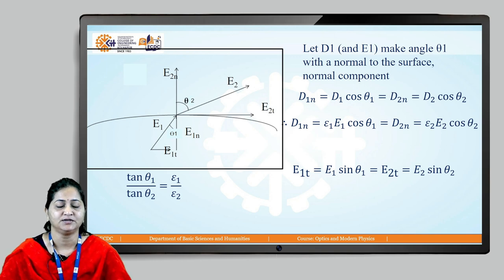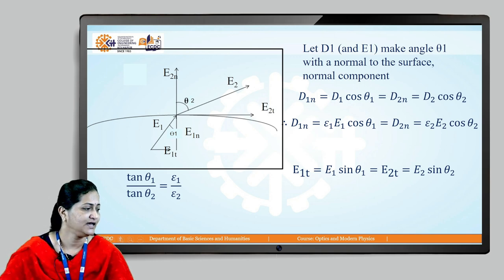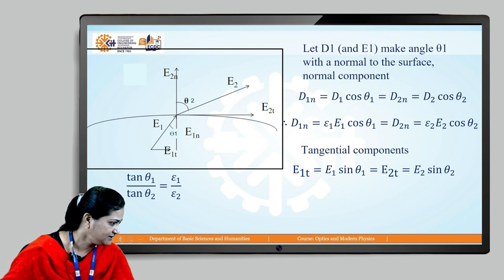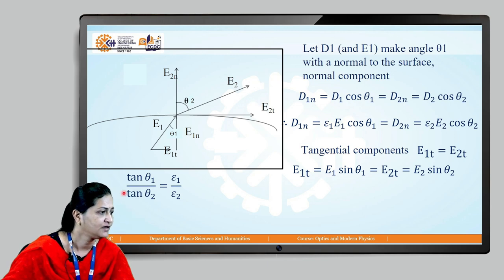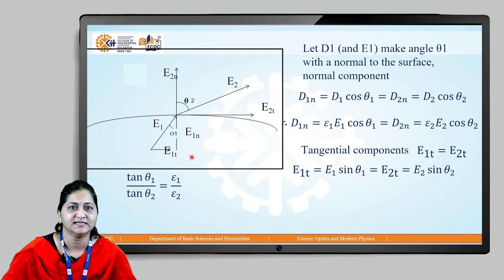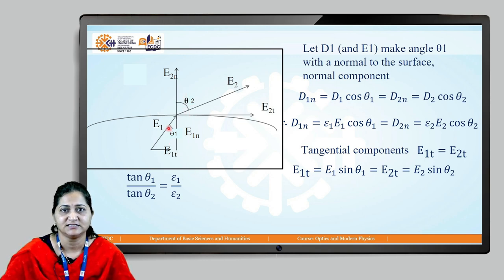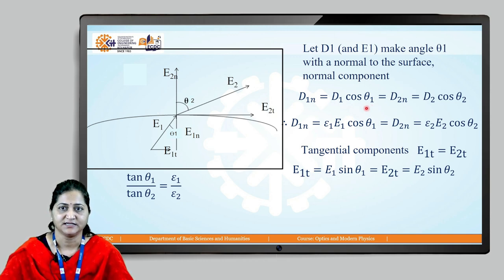We know that the normal component of the D field is continuous, and hence we write D1n equal to D2n. From this diagram, we can see that D1 is along the same direction as E1, so D1n is also along the same direction as E1n. D1n makes angle theta 1, and D2n makes angle theta 2. As it is the adjacent side to this angle, we can write D1n as D1 cos theta 1. Similarly, D2n we can write as D2 cos theta 2. So D1 cos theta 1 is equal to D2 cos theta 2.